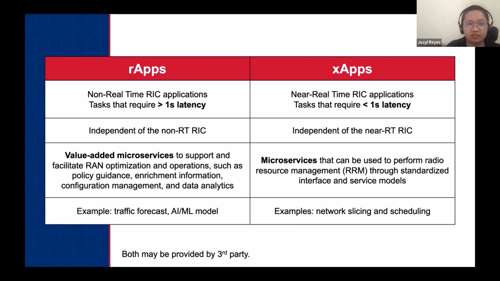That task itself, the training of the machine learning model, definitely requires more than 1 second. It's not a fast process, and this can be done at the SMO framework, because it needs to collect the data from the near real-time RIC, so that the near real-time RIC is not bogged down with the task. It passes it up so that the SMO takes care of managing and preparing that intelligence. xApps, on the other hand, are at the near real-time RIC. And near real-time is almost real-time. It's less than 1 second.